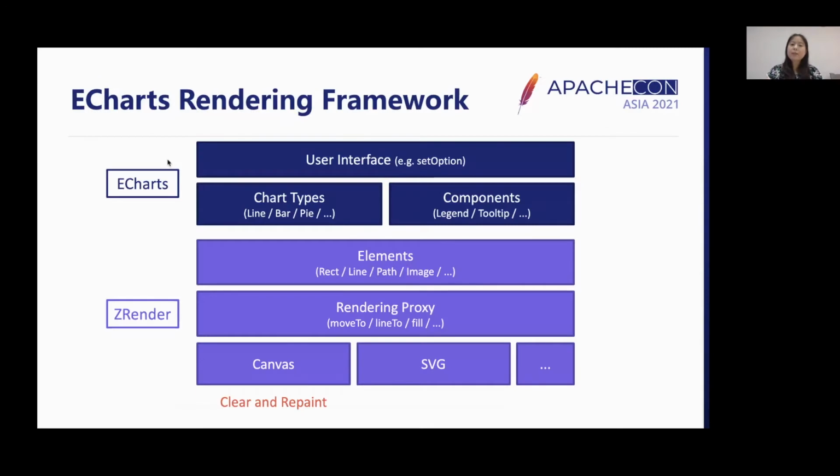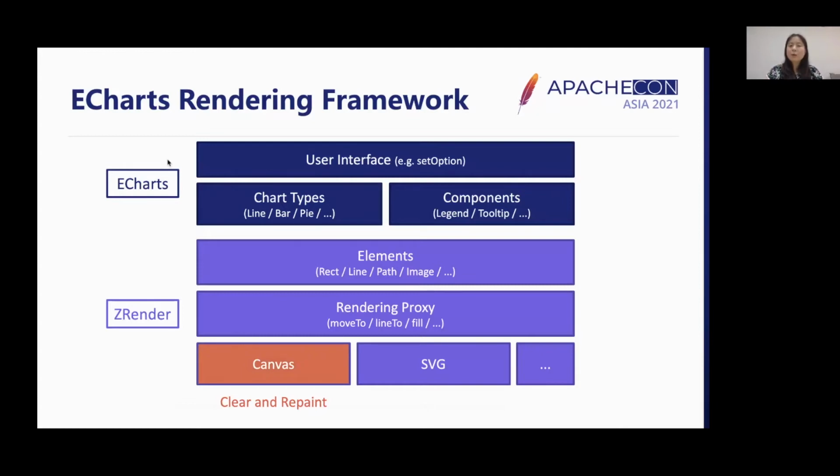Here is the rendering framework of ECharts and its underlying rendering engine, ECrender. All types of charts and components are composed of elements like rectangles, lines, and paths. In ECrender, we have a rendering proxy to draw those shapes, so that when defining a shape, we do not have to consider whether it's implemented with Canvas or SVG or even other rendering engines. Today we will focus on Canvas rendering.